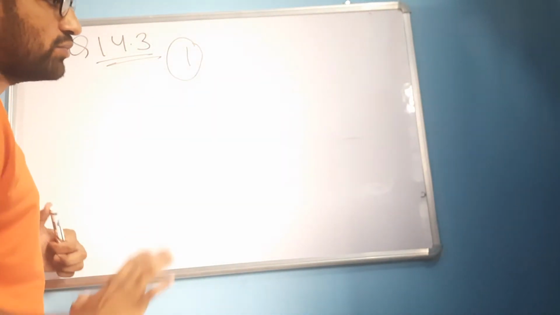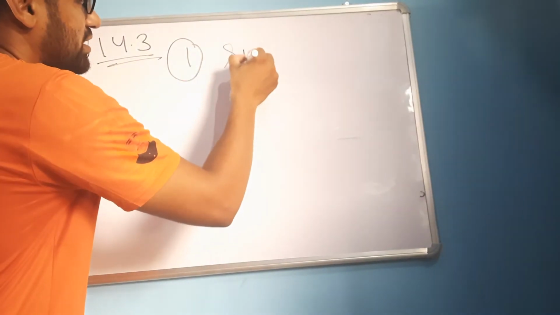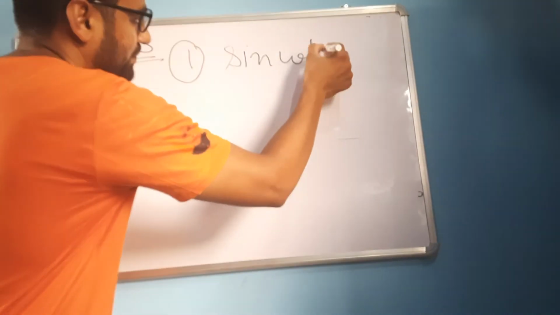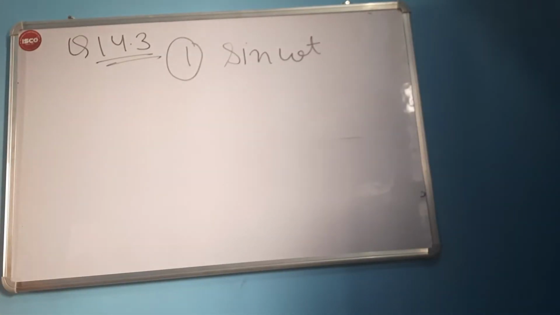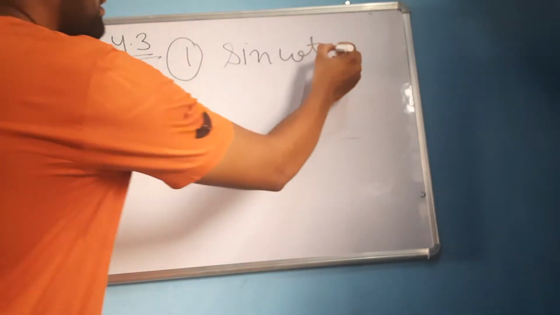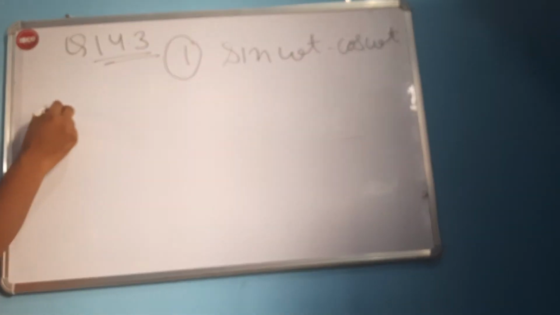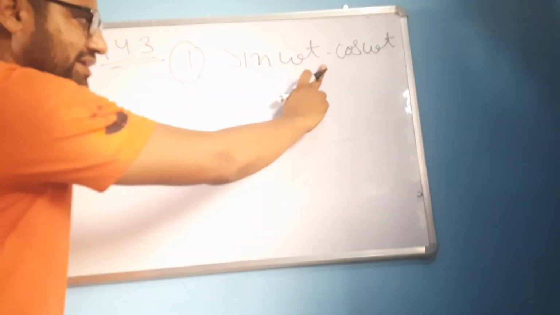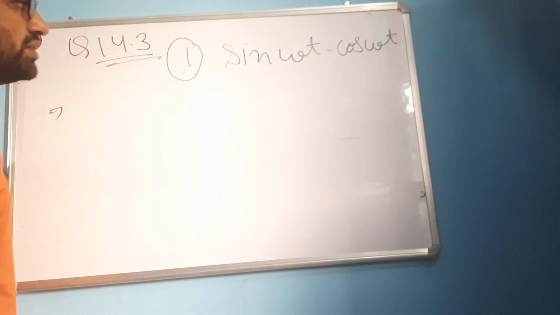periodic but not simple harmonic. We have to define the function. So the first function given to us is sin omega t plus sin omega t minus cos omega t. We also have to find out the time period. So we have to combine the two terms which are given here.